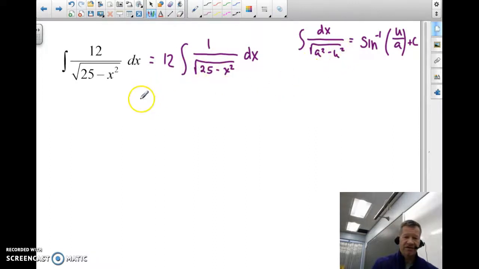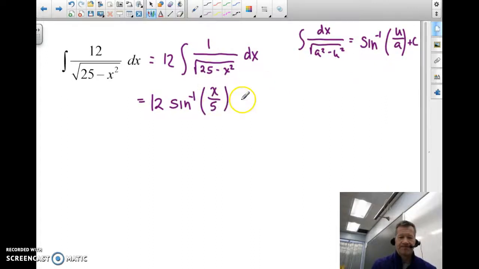All right, now that's what we're going to do when we have something besides just a 1. So let's see how that works here. So I would have 12 times the inverse sine of, you'll notice that here what's being squared is just an x. So this would be x over a, which is the square root of this numerical term. Since a squared is 25, a would simply be 5, and then plus c. Now how can I tell that's correct? Well, find the derivative of this, make sure we get this back.